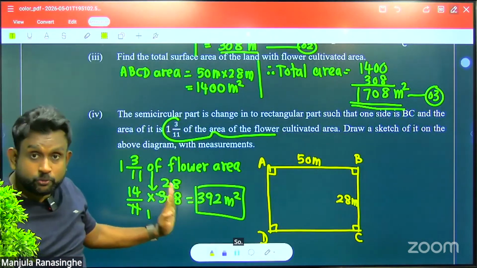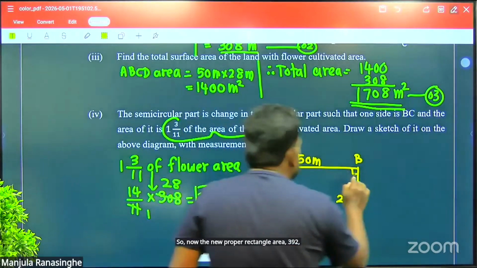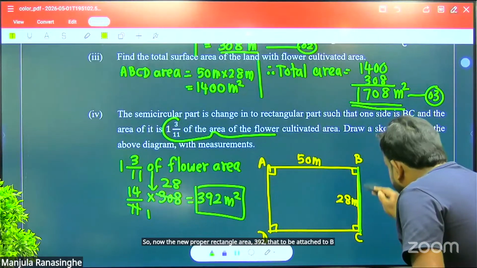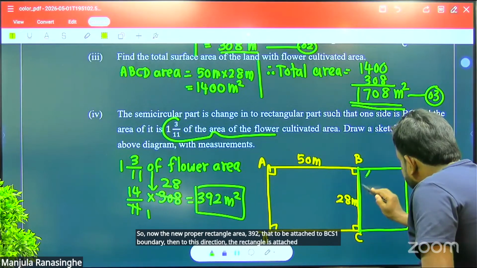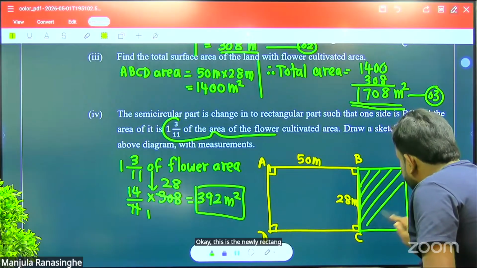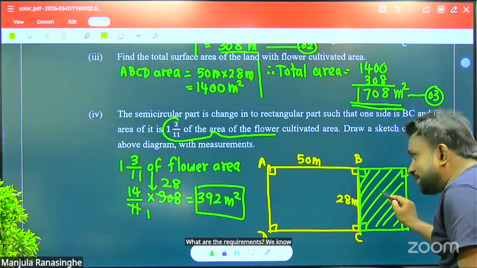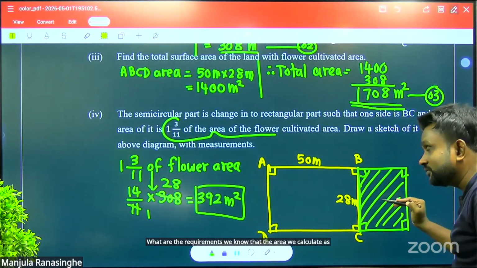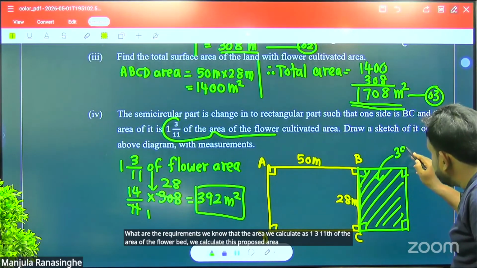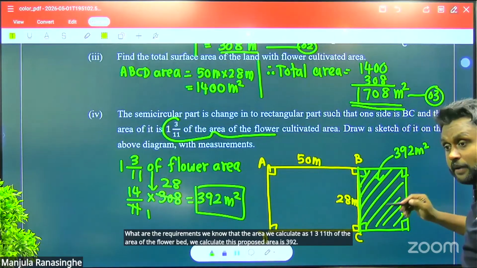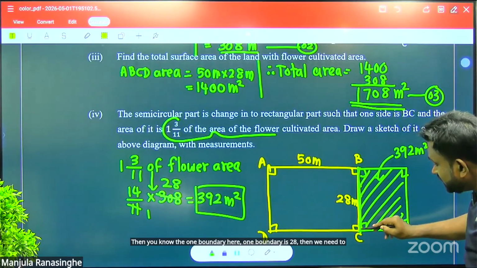So now the new proposed rectangle area 392 is to be attached to BC as one boundary, then to this direction the rectangle is attached. Okay, this is the newly attached rectangle instead of the semicircle. What are the requirements? We know that the area we calculated as 1 3/11 of the area of the flower bed. We calculated this proposed area is 392. Then you know the one boundary here is 28. Then we need to calculate the other boundary.